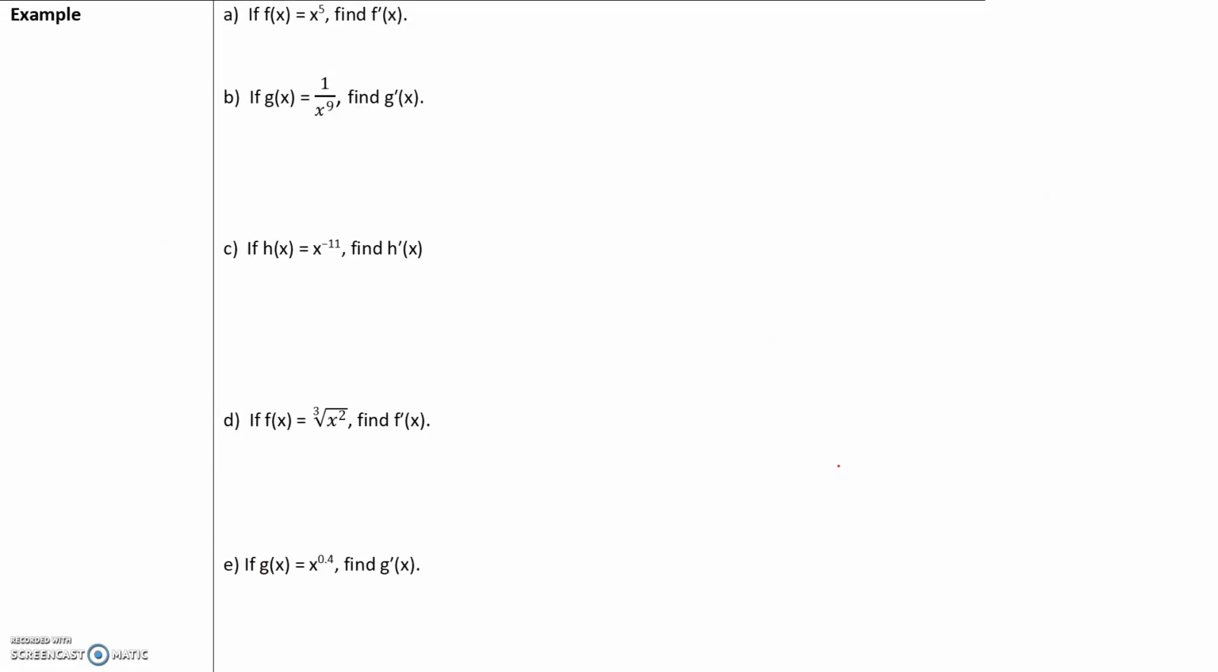If f of x equals x to the fifth, find f prime of x. Okay, so for f prime of x, we take our exponent 5 and move it to the front, and then we subtract 1 from the original exponent. So this will give us 5x to the fourth power.